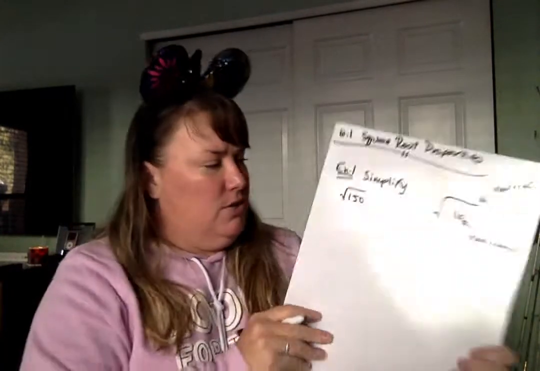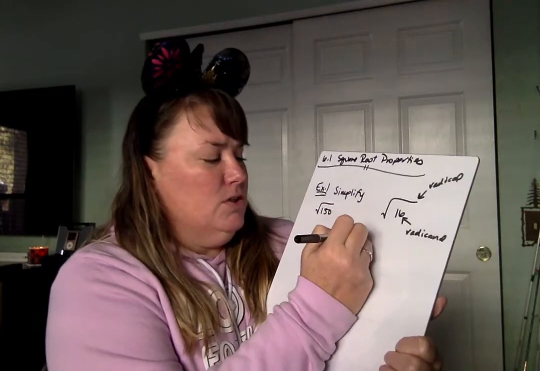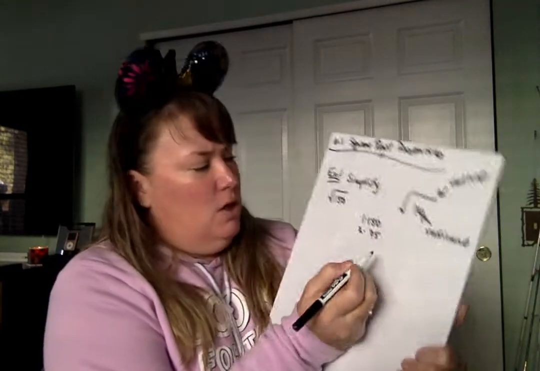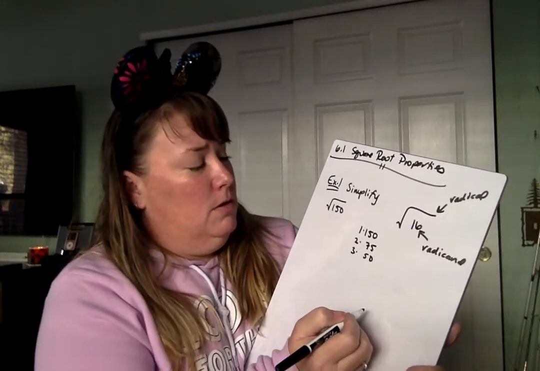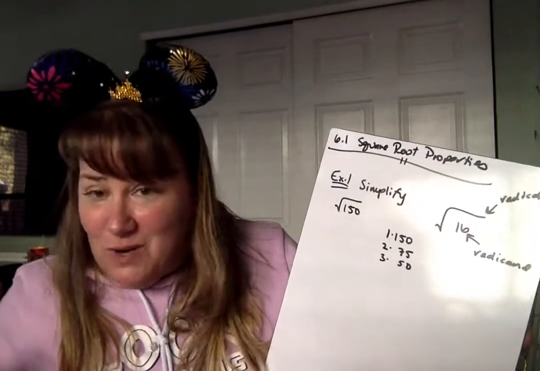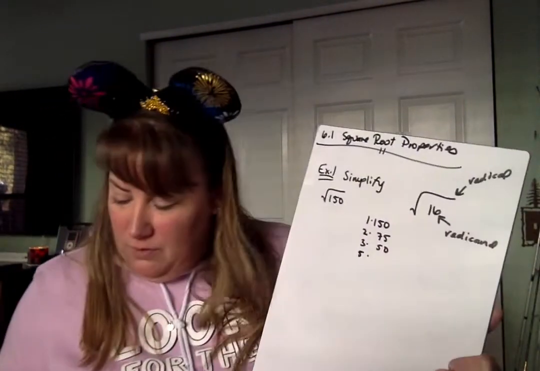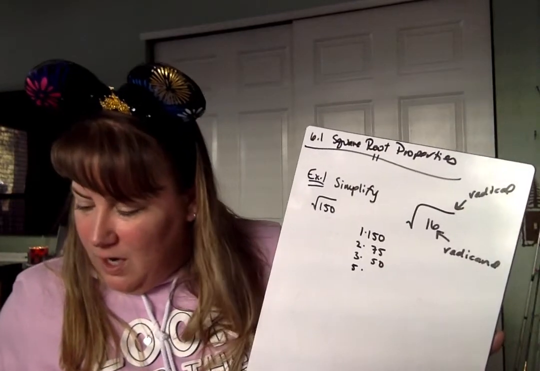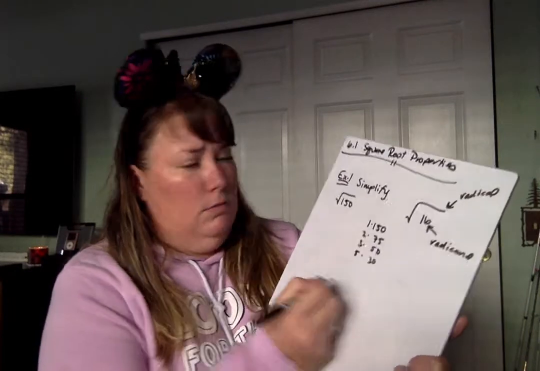And there are all kinds of factors. So I'm going to start listing. 1 times 150. 2 times 75. 3 times 50. Does 4 go into it? I don't think so. See, this is why that sheet comes in handy. Nope, it doesn't. Not evenly. 5. 150 divided by 5 goes 30 times. 6. No.